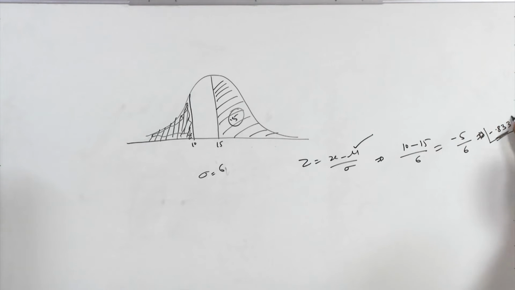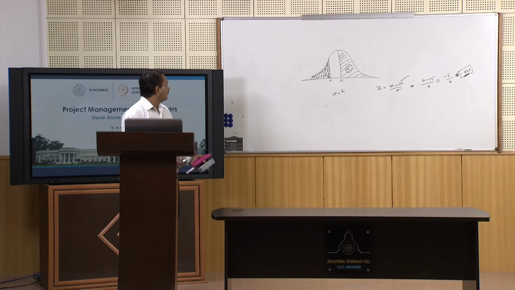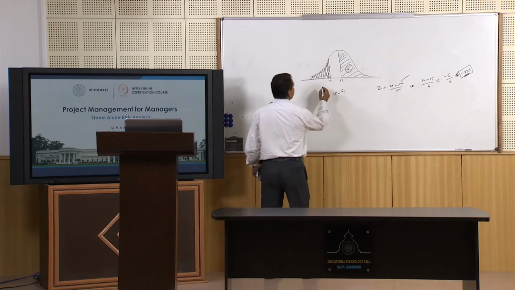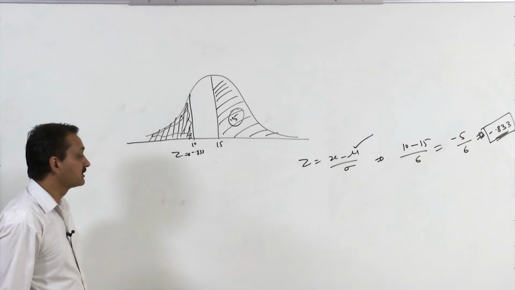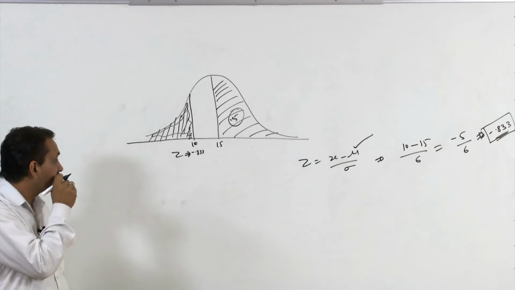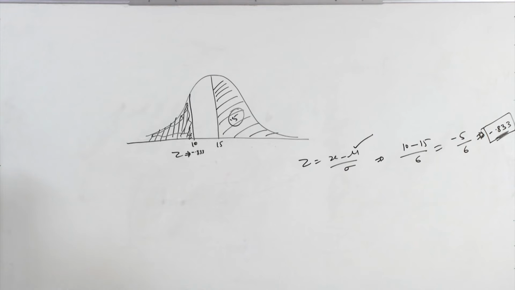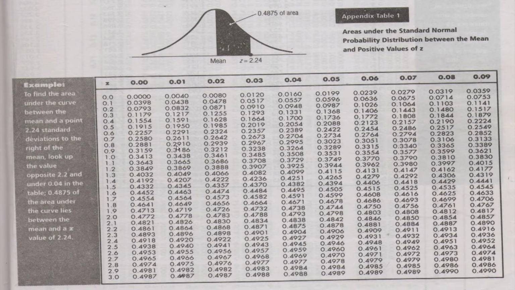Now let us look at the area under the curve when Z is minus 0.833, right. In other words, this is your Z value, minus 0.833. So we have converted this value into a Z value. Let us look at the table. When Z is 0.83, so 0.8 is this, and 0.81, 0.82, 0.83. So this is 0.2967.